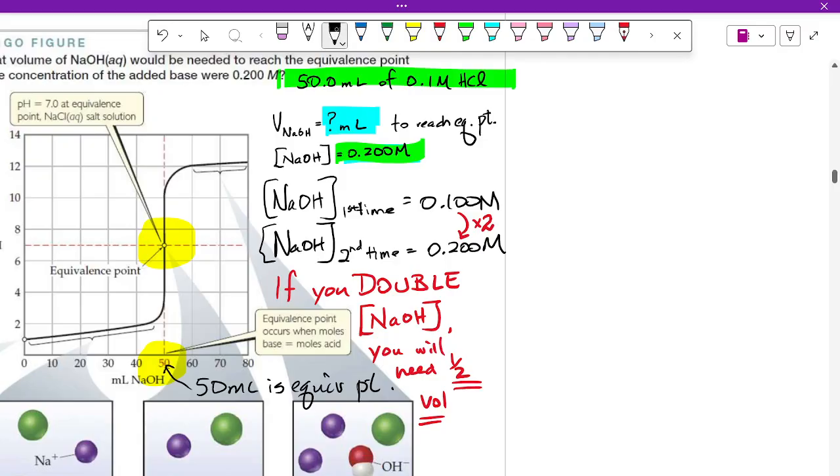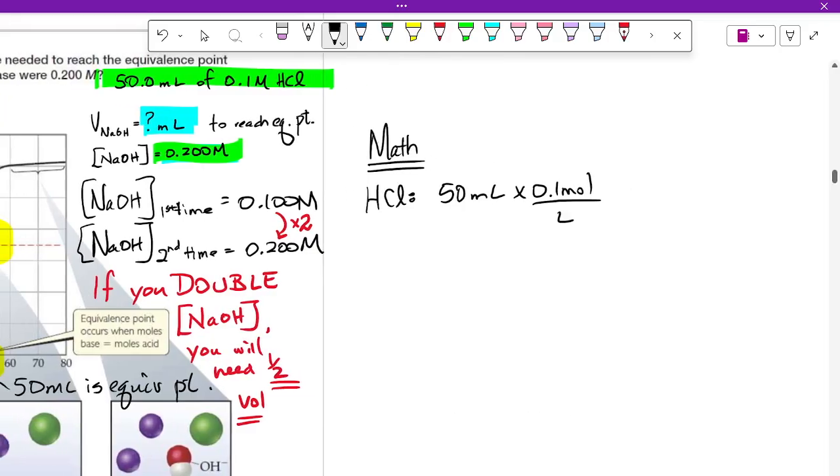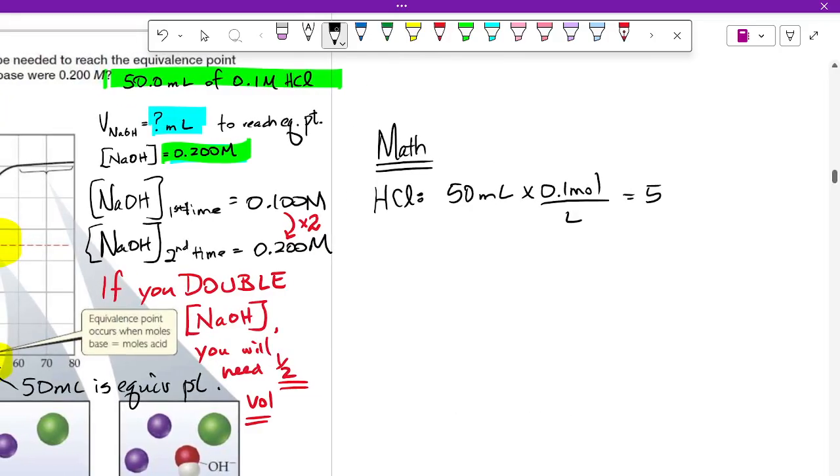So the math behind it is, we have our HCl. We have 50 milliliters, and I'm not going to use sig figs here. Okay, I'm just going to go 50 milliliters of 0.1 moles per liter, and that equals 5 millimoles. Yes?